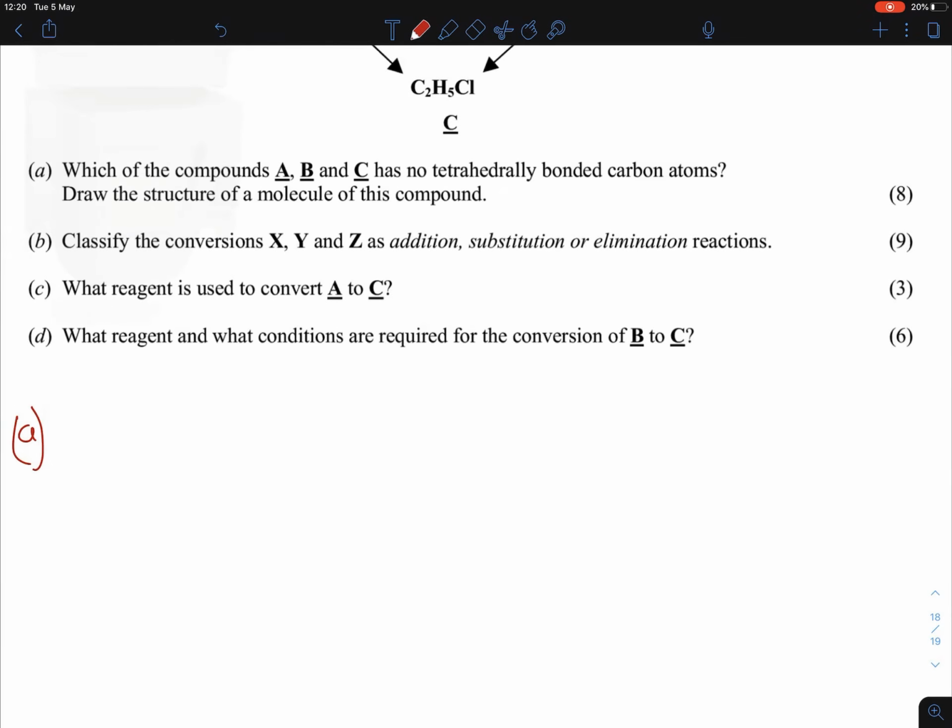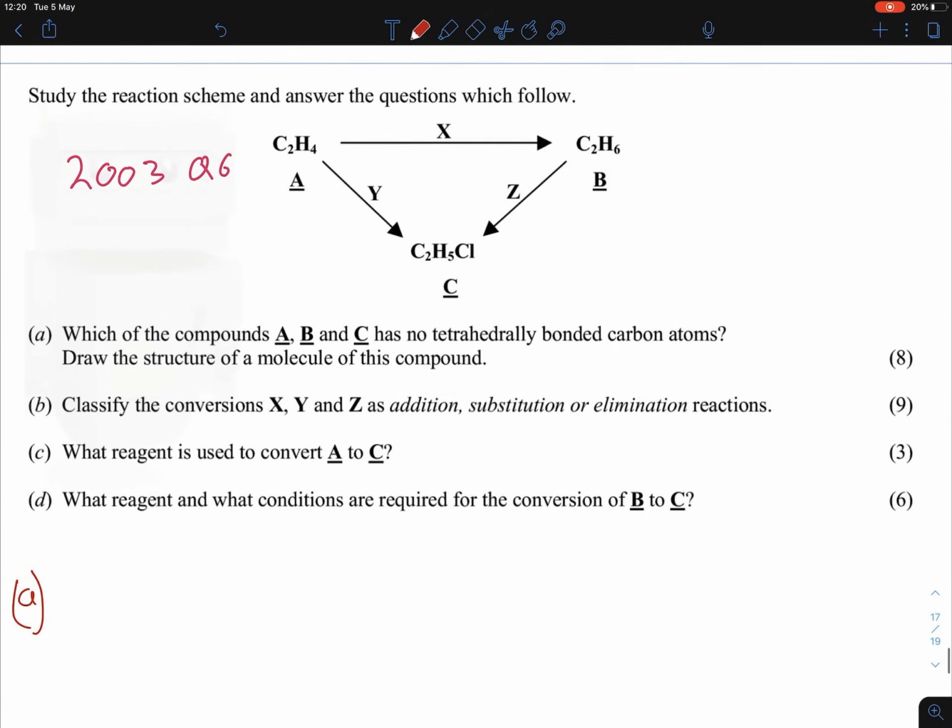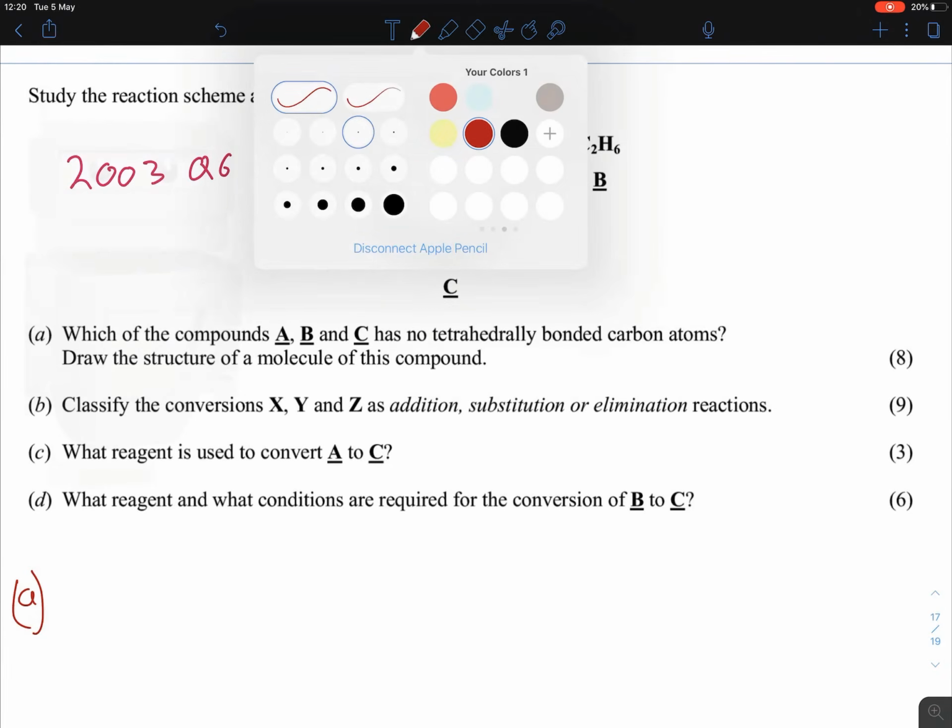So A. Which of the compounds A, B and C has no tetrahedral bonded carbon atoms, and draw the structure of that? Okay, so if it has no tetrahedral carbon atoms, it cannot be an alcohol or alkane or a chloroalkane. So C2H6 is going to be our alkane, so that's no good. Our C2H5Cl is a chloroalkane, so therefore C2H4 has to be the only one. And double check it, that's why you can draw it out.